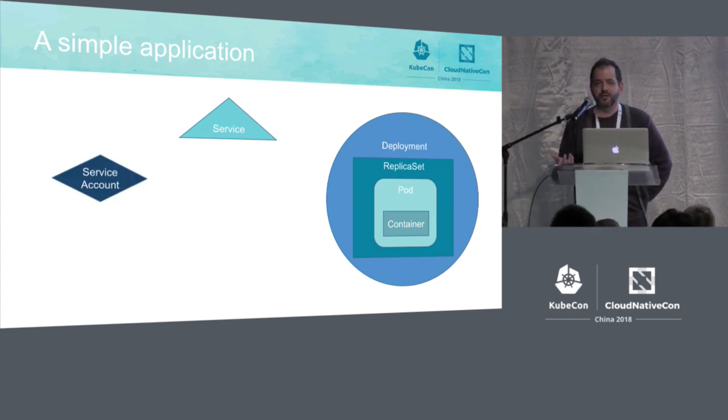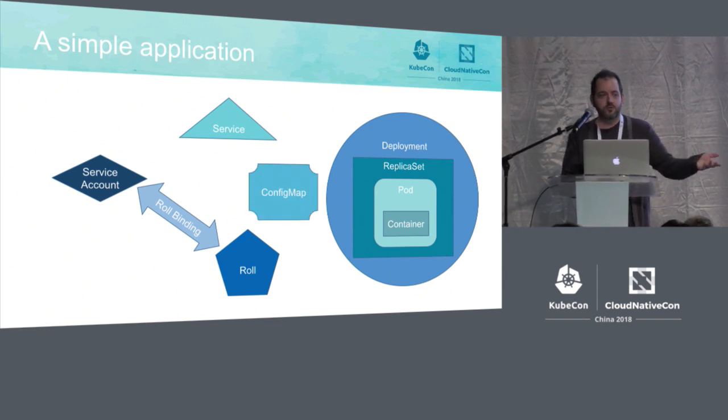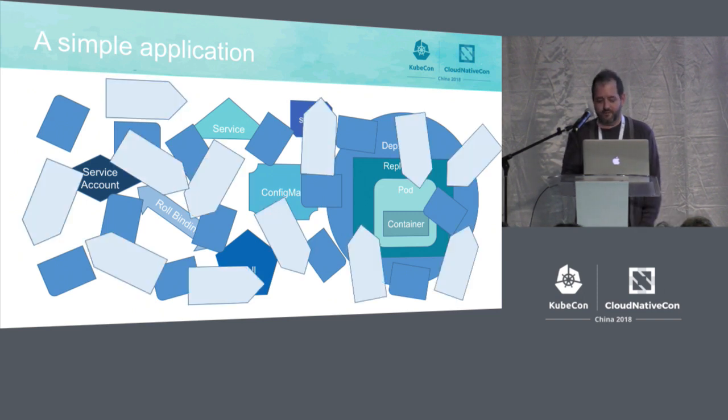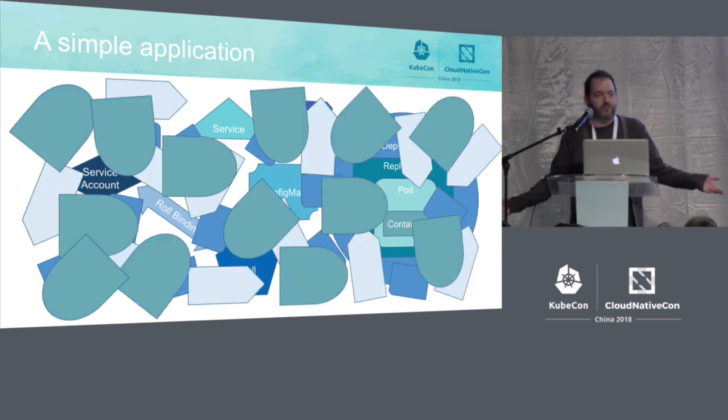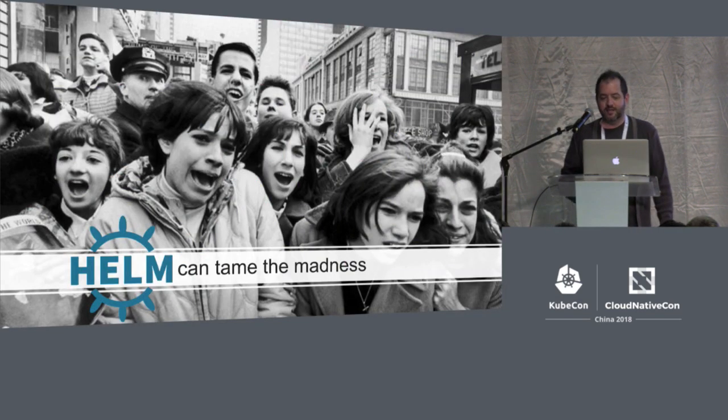And then we probably need a service account to give it some sort of permissions to the cluster, and that's going to need a role and a role binding, and then you're going to get a config map in order to do all the configuration, and you got a secret, and then you got all this stuff, and then this stuff, and pretty soon you can't see the application anymore because there's all this stuff, right? So it gets kind of crazy. Well, Helm is here to tame all that madness, right?